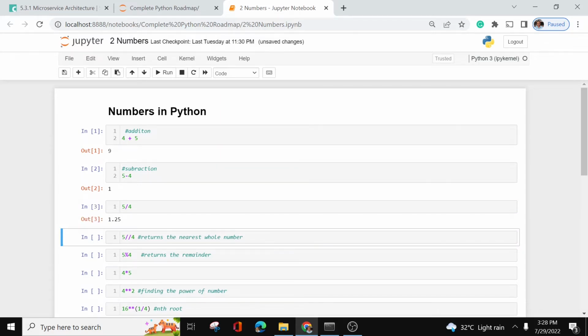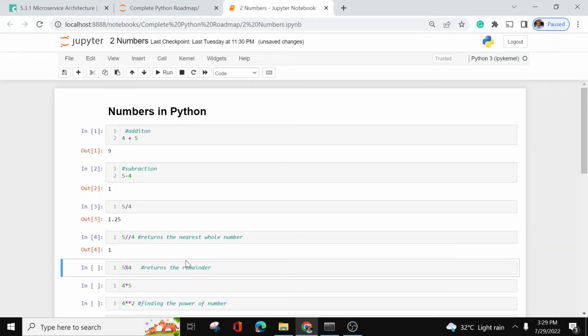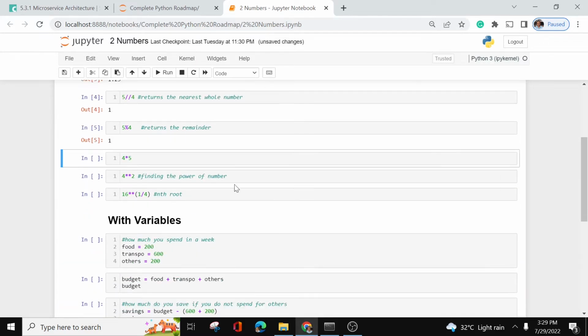Sometimes what you would like to get is how much is left after you divide a number by another number. And sometimes you also would like to get, again, the whole number. So we're going to have them one by one. First, let's get this one. By using 2 slashes, this returns the nearest whole number. So let's execute this. Now you have 4. And also, if you would like to get the remainder, then you have it there, right?